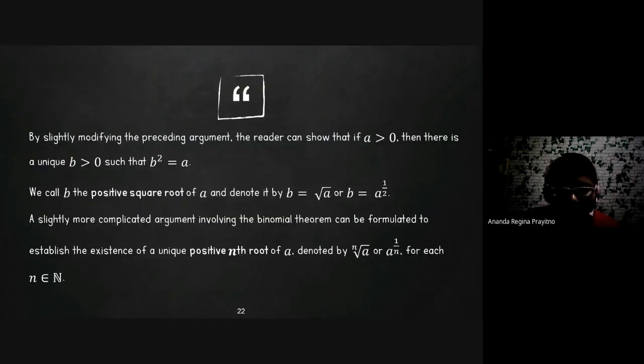By slightly modifying the preceding argument, the reader can show that if a is greater than 0, then there is a unique b greater than 0 such that b squared equals a. We call b the positive square root of a and denote it by b equals the square root of a, or b equals a to the power 1 over 2. A slightly more complicated argument involving the binomial theorem can be formulated to establish the existence of a unique positive n-th root of a, denoted by the n-th root of a, or a to the power 1 over n, for each n in the set of natural numbers.